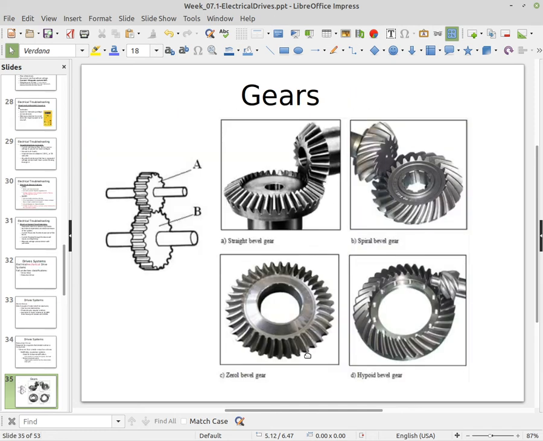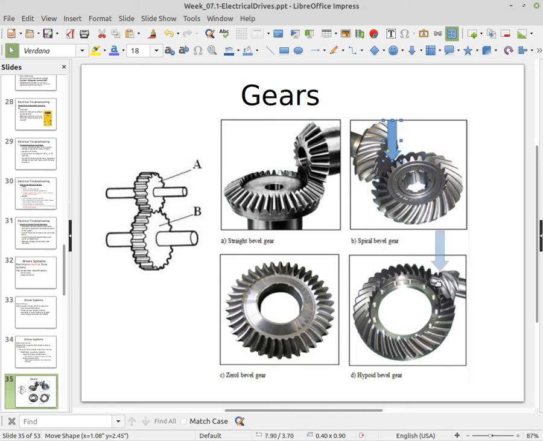So here's just kind of showing some different gear systems. Up at the top here, you have a straight bevel type system, and this is a good system. But if we went to a bevel gear, shown here on the right side, the spiral bevel gear, we can increase contact between the teeth. So we have longer contact in the teeth, which gives us more strength at the connections.